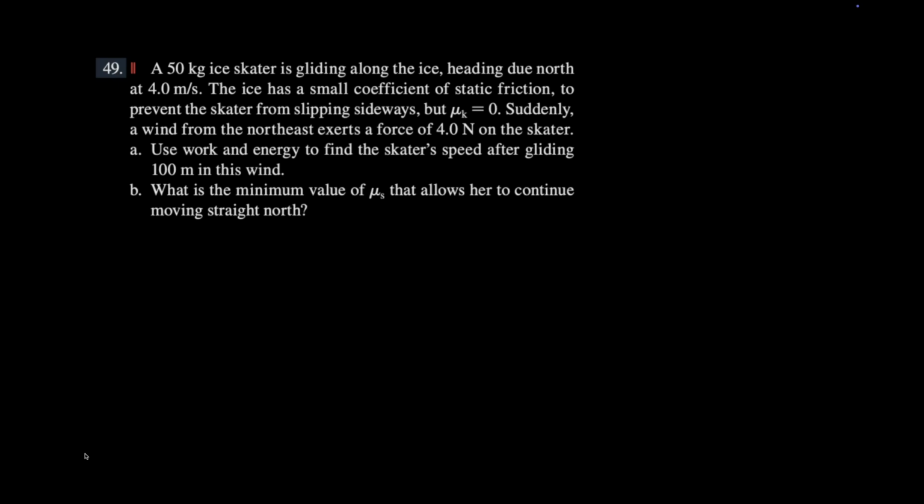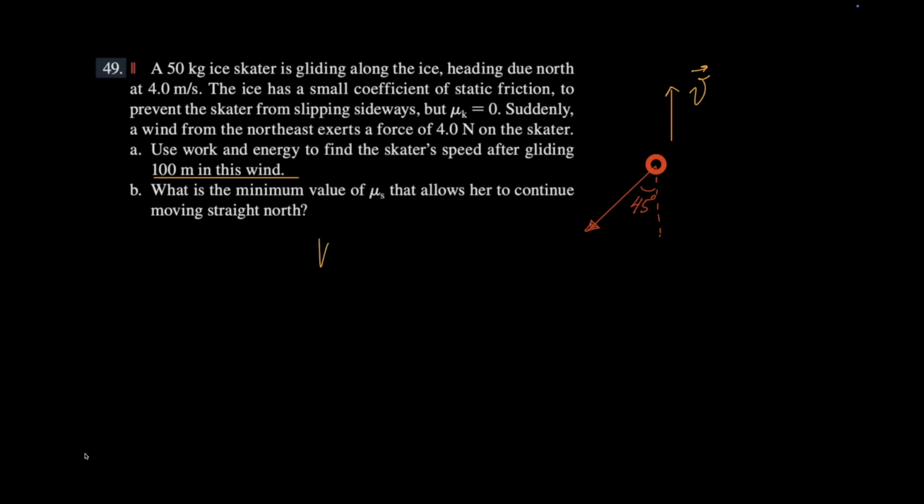But then the pesky wind from the northeast exerts a force of 4 newtons on the skater. So if this is my skater here, bird's eye view, there are no forces other than the normal force and the force of gravity, which I cannot show this way. The force is directed like this, 45 degrees like that. Our motion is due north. So the force of the wind is going to do a number on our skater and slow him down. They're asking us to figure out the speed after gliding for 100 meters.